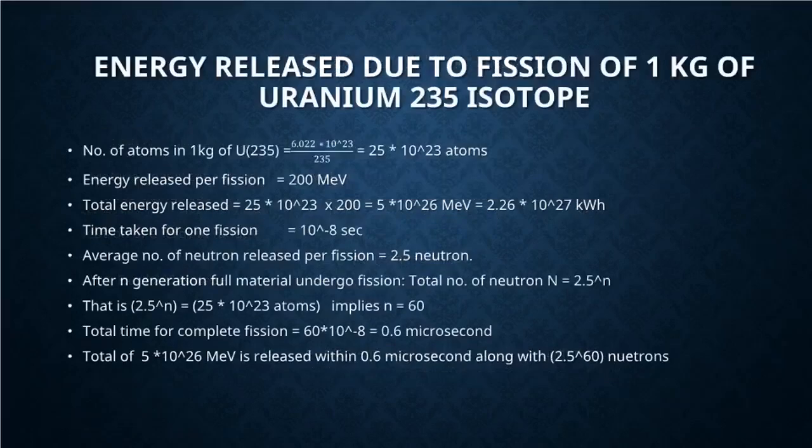For now, let's try to calculate the total amount of energy when 1 kg of uranium-235 undergoes fission. There is Avogadro number by 235, that is 2.5 into 10 raised to 23 atoms in 1 kg of uranium material. We already know that a fission process takes place in 10 raised to -8 second with release of approximately 200 mega electronvolt of energy along with release of 2.5 neutrons on average.